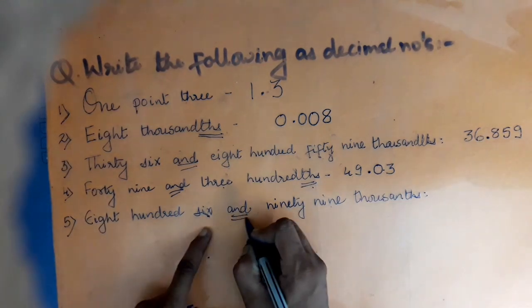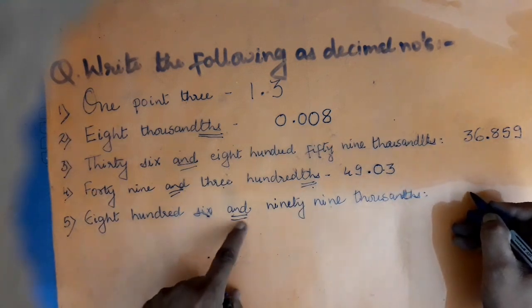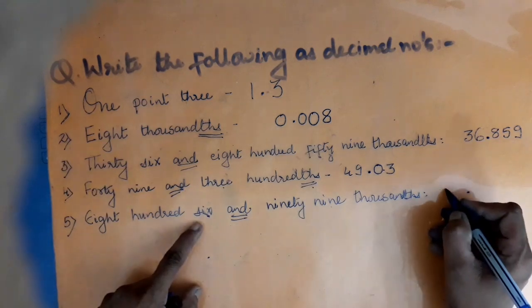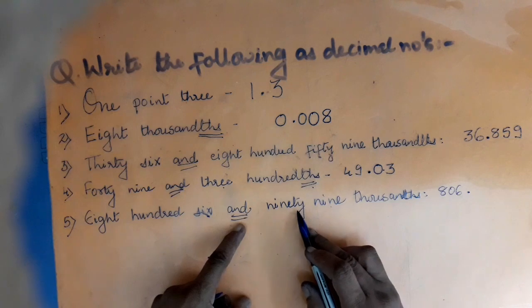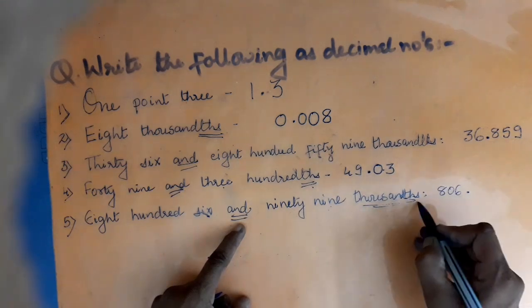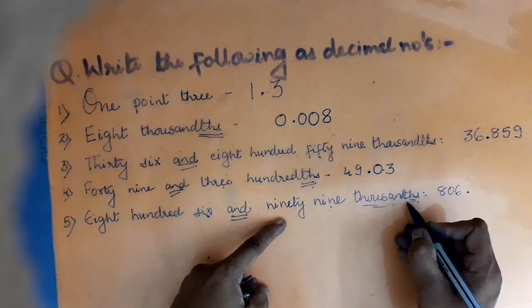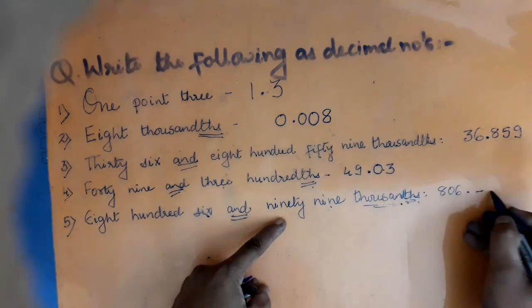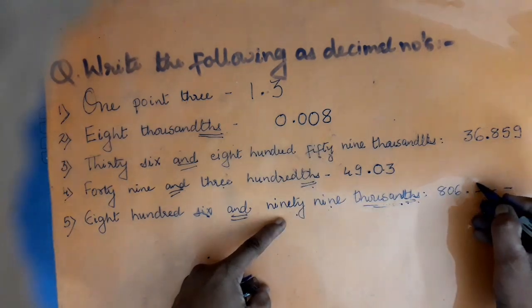806 and 99 thousands. So here, before the decimal point, it's given 806, so I will write 806. Now after the decimal point, 99 thousands. So you have to write 99 in 3 digits because this is the thousands place, so after the decimal point you should have 3 digits, right? And how to write 99 in 3 digits? That is 0 and 99.